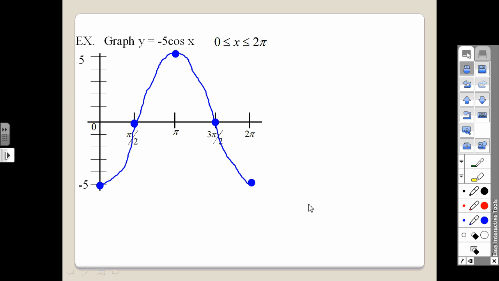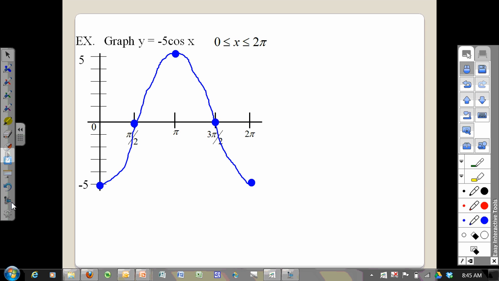Okay, so when you look at this, there's your graph, and if you needed to read off what your amplitude is, the amplitude is a +5. All right, that's it. Hopefully that wasn't so difficult for you.